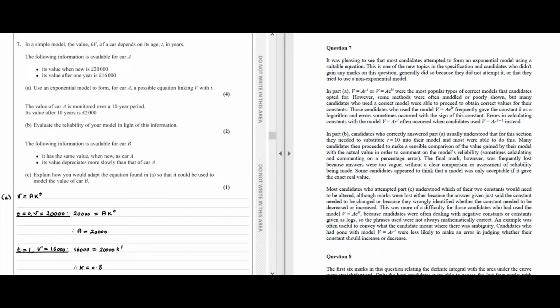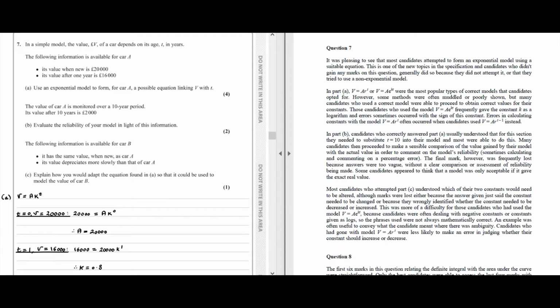The candidates who used the model v equals a e to the power of kt frequently gave the constant k as a logarithm, and errors sometimes occurred with the sign of this constant. Errors in calculating constants with the model v equals a r to the power of t often occurred when candidates used v equals a r to the power of t minus 1 instead.